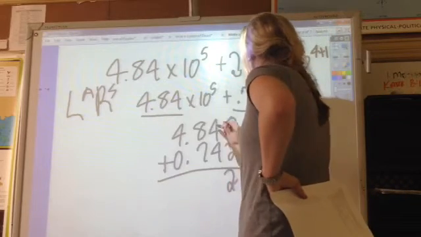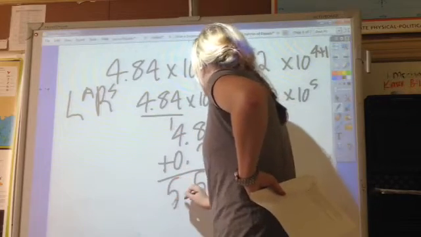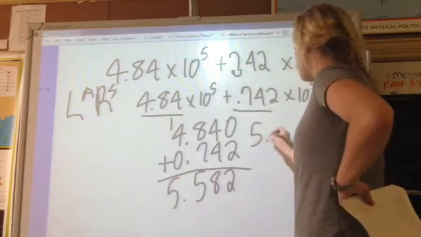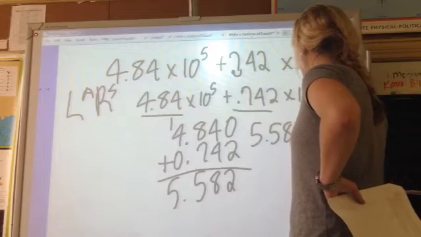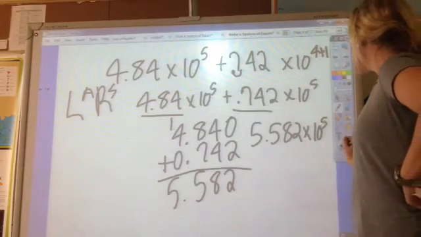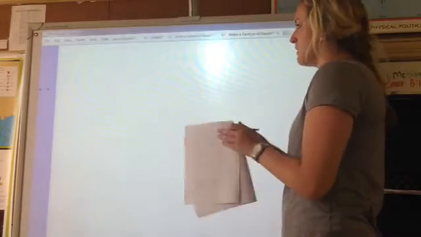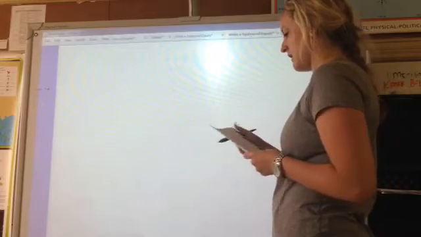0 plus 2 is 2. 4 plus 4 is 8. 8 plus 7 is 15. Carry my 1. I'm coming out with 5.582 times 10 to the fifth. Always keep your exponent. So that's adding and subtracting. My exponents absolutely have to be the same. Let's do some multiplying and dividing.